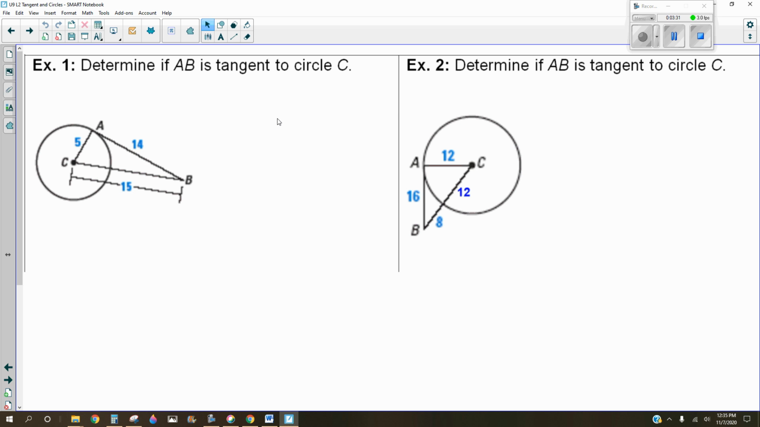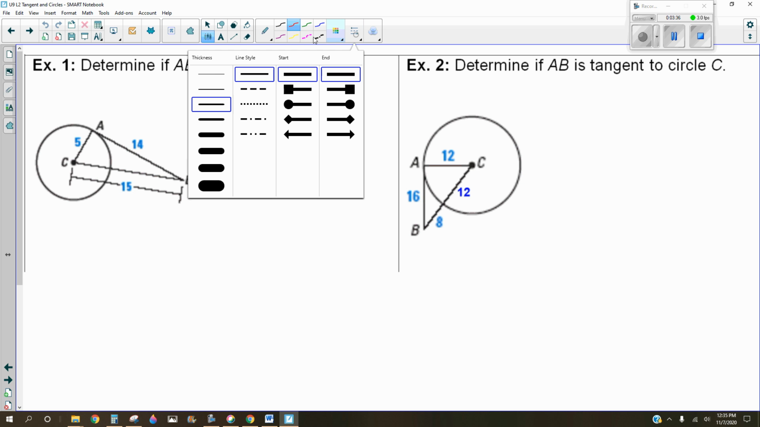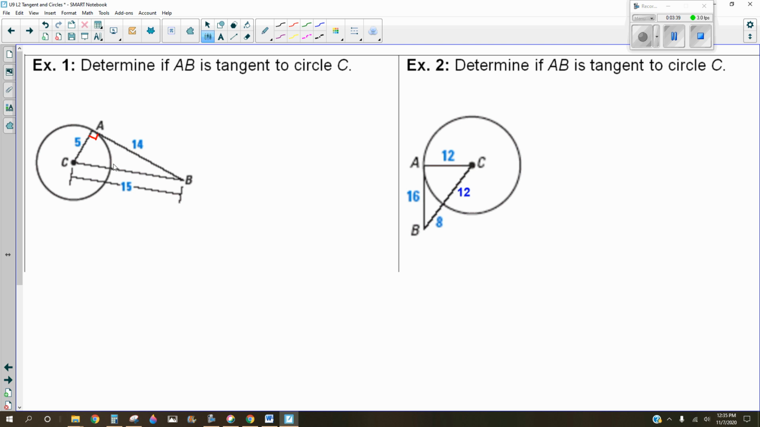Determine if AB is tangent. So we need to decide if this is tangent. Basically, it's asking us to figure out if this is a right angle or not. We already have a triangle, so I need to decide what is my C. C would be the side away, which means these can be A and B. So I'm going to set up my chart, and I'm going to see if I have a right triangle or not.